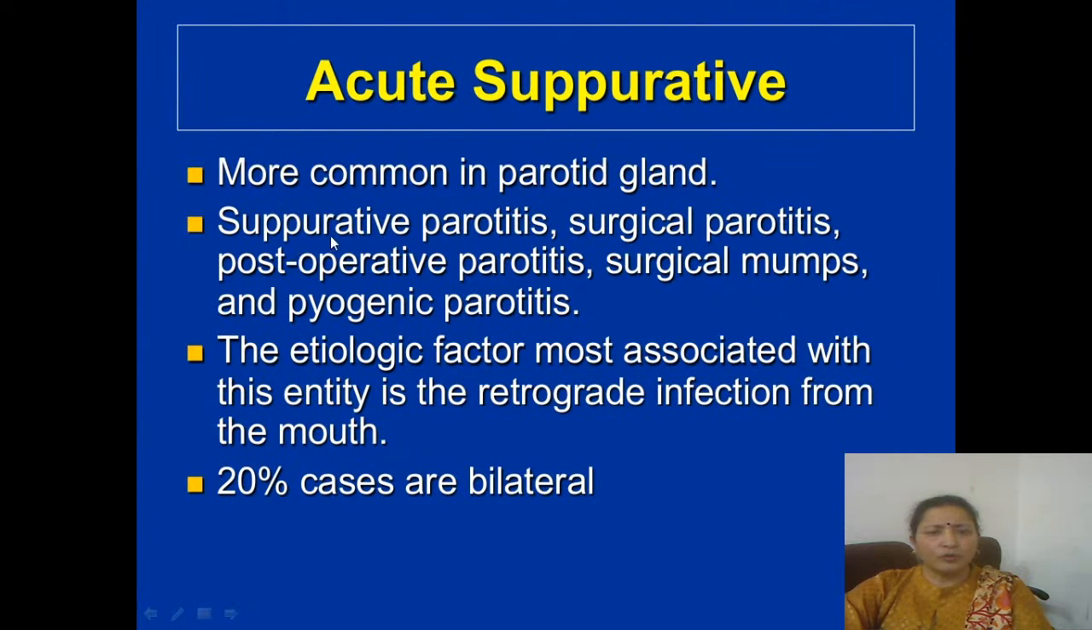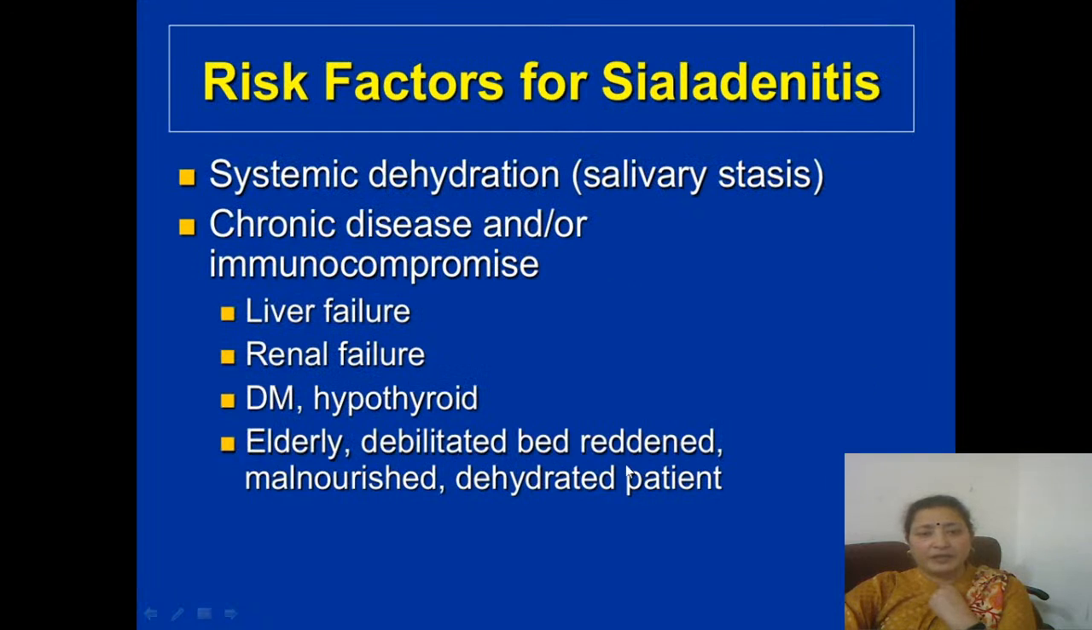Then we know suppurative parotitis, which can be surgically induced sometimes, and post-operative, where again there is injury to the duct. There are certain tumors very close to it, then mumps and pyogenic parotitis. They are all different types of parotid gland involvement of the suppurative type. About 20% of them are bilateral. Risk factors include systemic dehydration, so stasis with dehydration can lead to it.